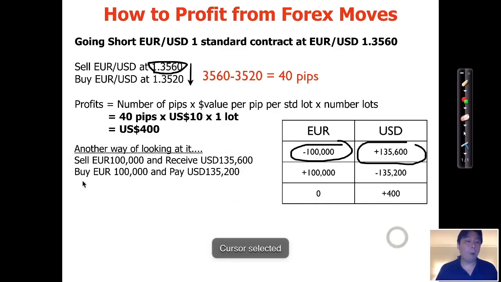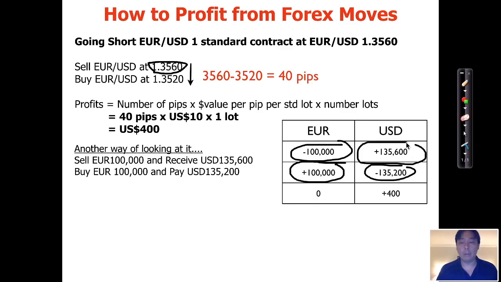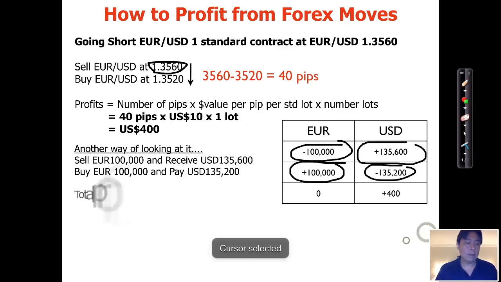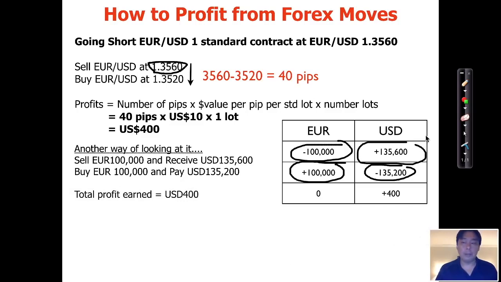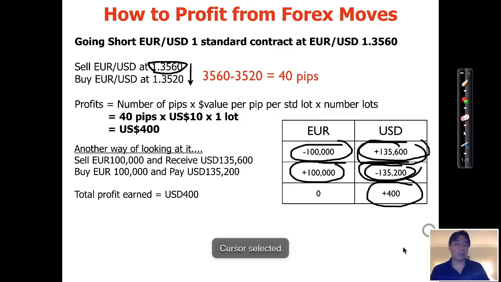And then we bought 100,000 euros and paid $135,200. So we bought 100,000 euros and paid this amount, of which we had this amount already. So the total profit earned will be the difference between this and this, $400. All right, so we made $400.